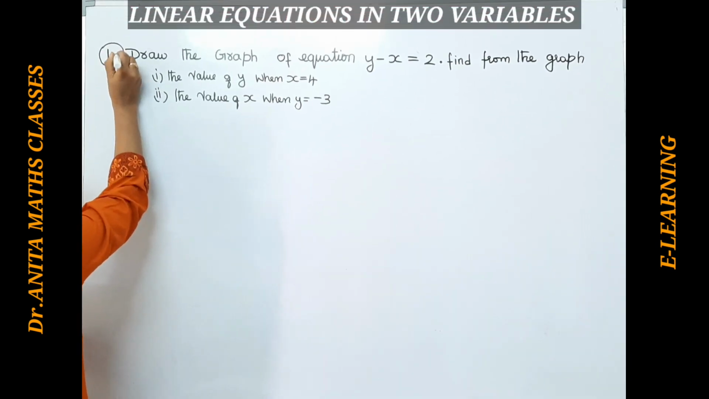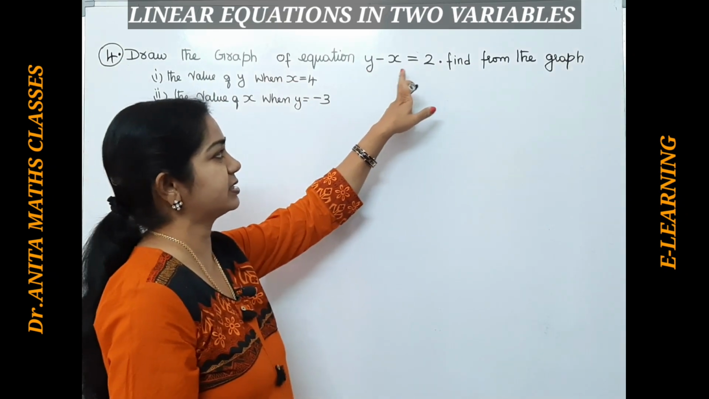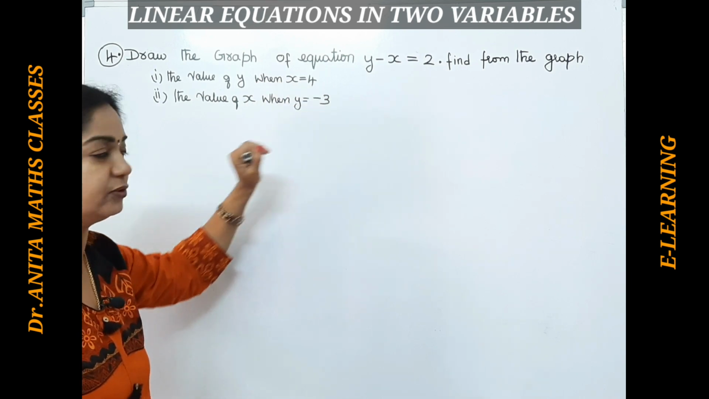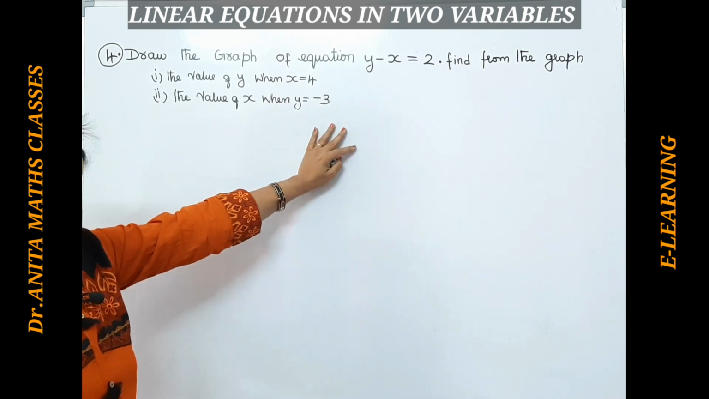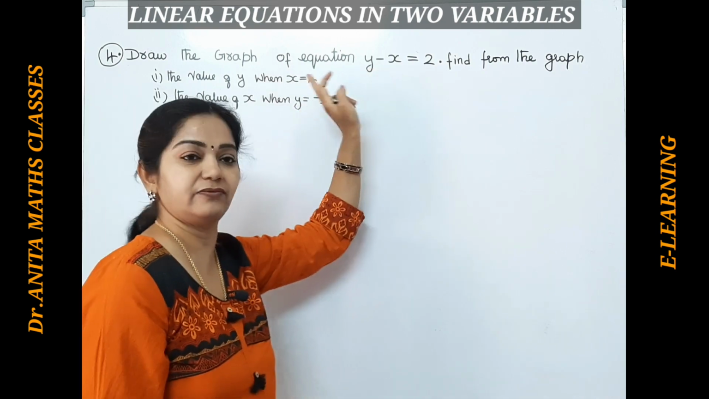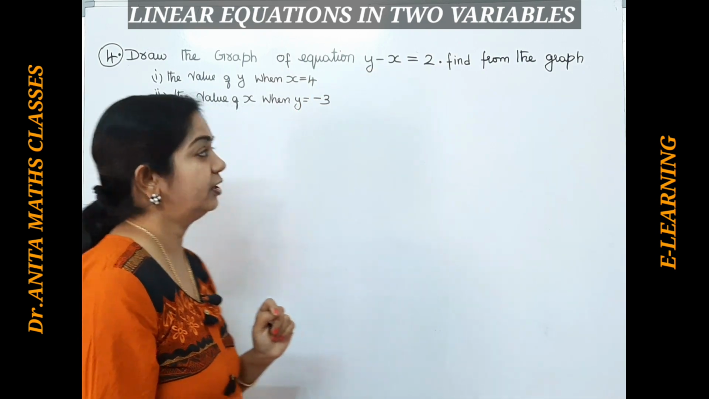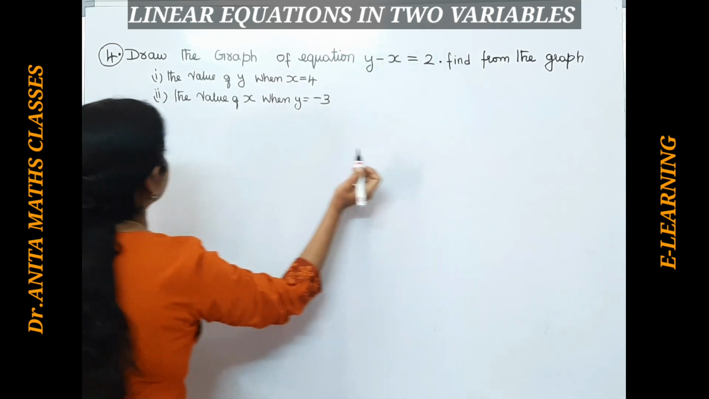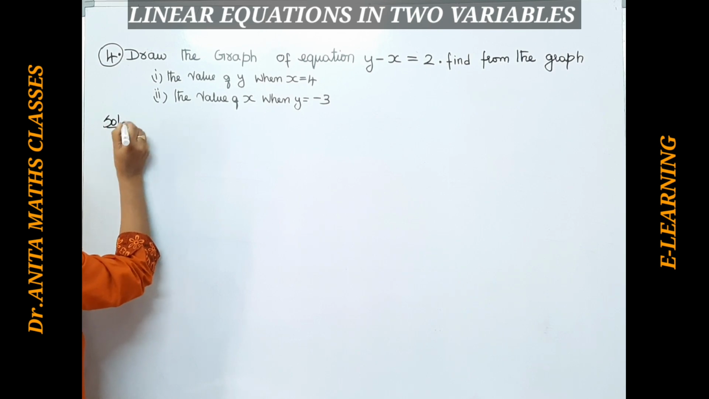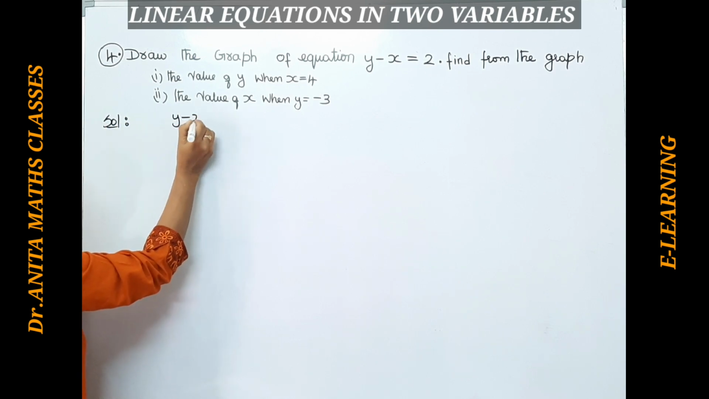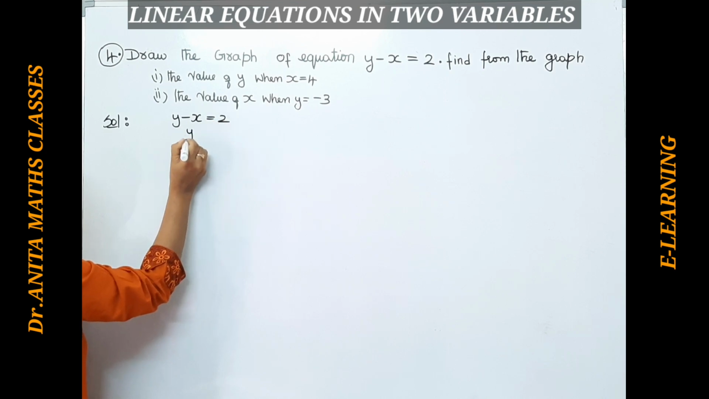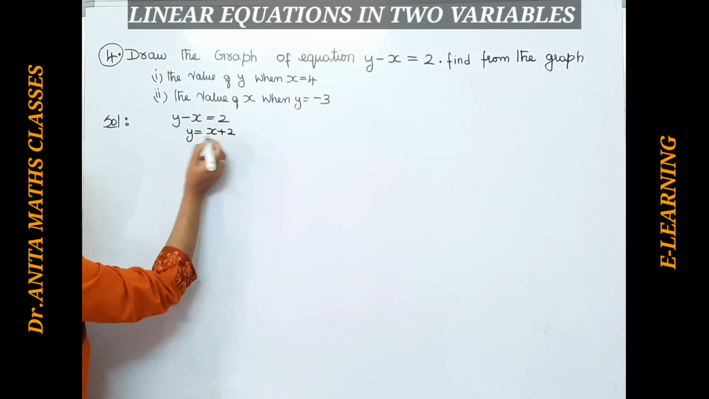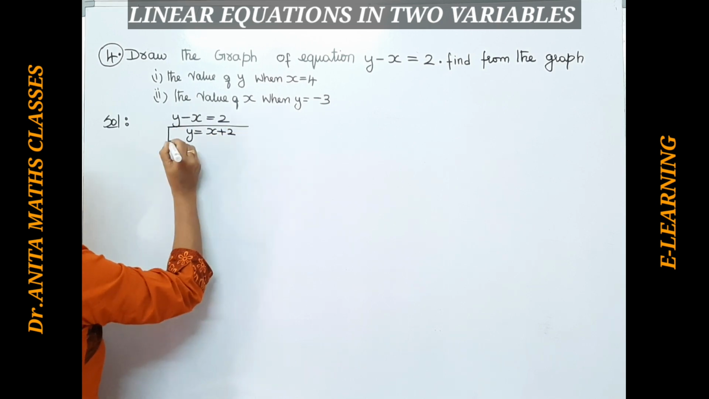Now the fourth problem, here draw the graph of the equation y minus x is equal to 2. Find from the graph the value of y when x is equal to 4. Value of x when y is equal to minus 3. So we have to plot the graph and we have to find these values from the graph. Okay, to plot this linear equation, we will first write the tabular column. Okay, so y minus x equals to 2. So let me take y value is, if you shift this, it becomes x plus 2. Right. For this, we will write the tabular column.